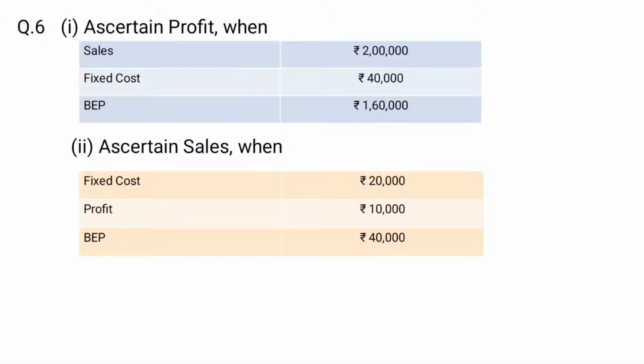Part 1. A certain profit when sales are given as rupees 2 lakhs, fixed cost is given as rupees 40,000 and BEP for sales is given as rupees 1,60,000.